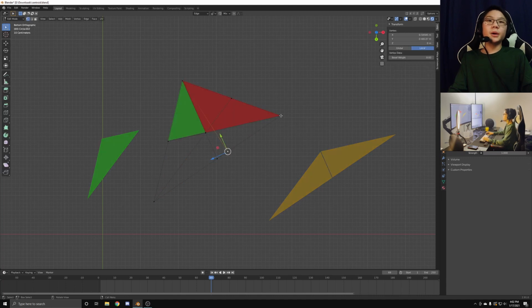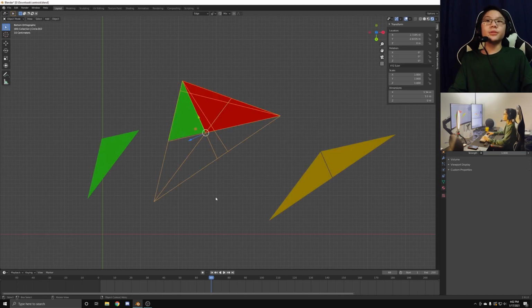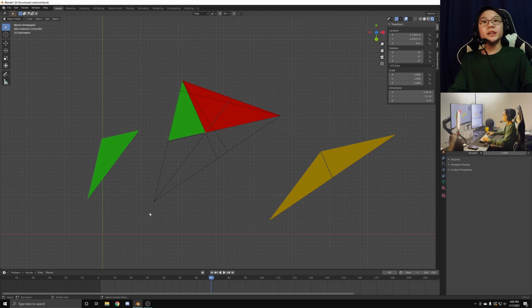So let's go to edit mode, and let's extrude this vertex so it makes an altitude. There we go, perfect. And once again, this is equal to this because this is a median, and this is the altitude for both of these triangles.